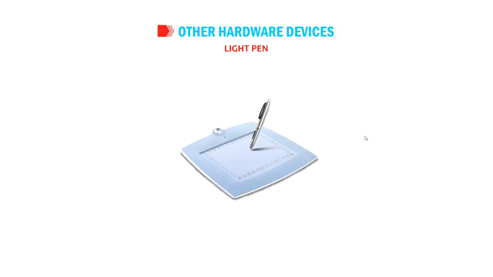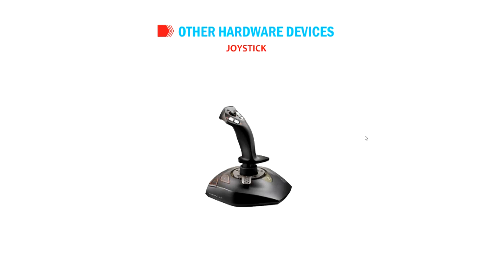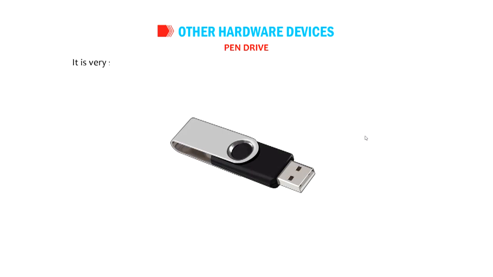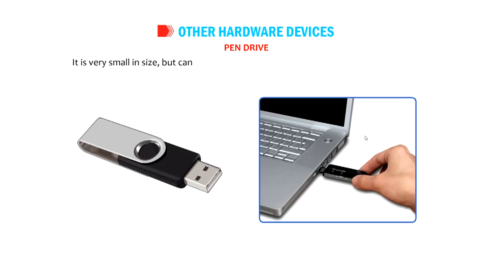Light pen. It looks like a pen that can be used on a special pad. Whatever you write on this pad is visible on the monitor. Joystick. It is used for playing games. It helps to move the items on the screen. Pen drive. It is very small in size, but can store and transfer data from one computer to another. It is easy to carry and handle.